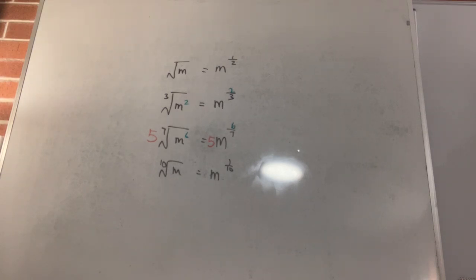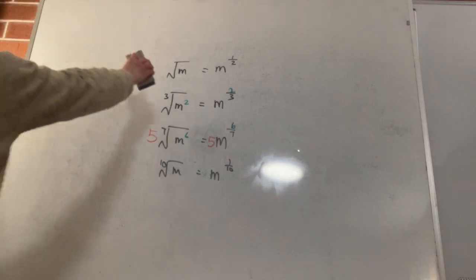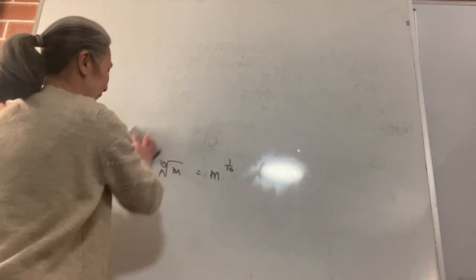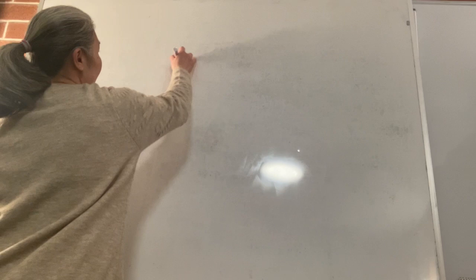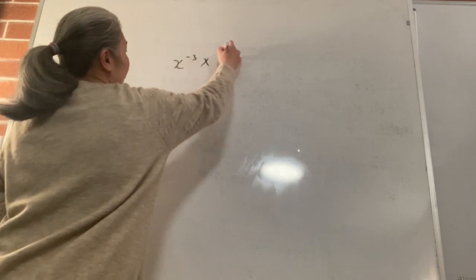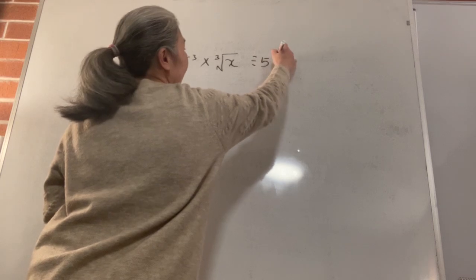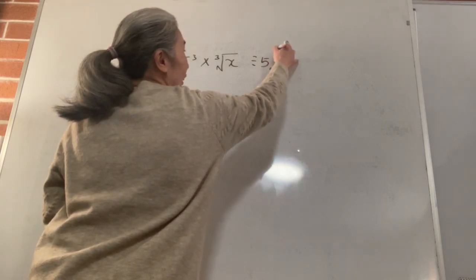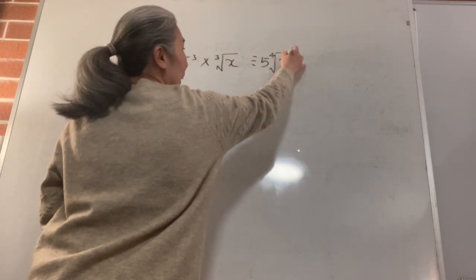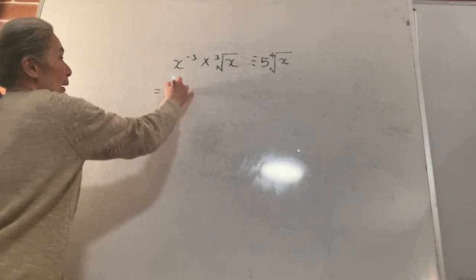I don't know what to do. Okay, so what's the question? Can you give me the question? x to the power of minus 3 times the cube root of x divided by 5 times the fourth root of x. Okay, let's change it term by term.